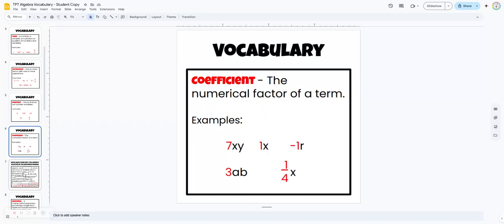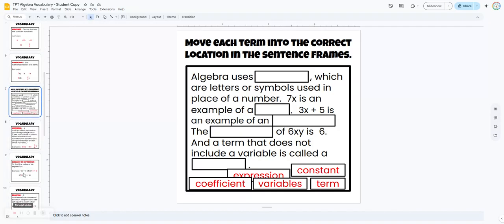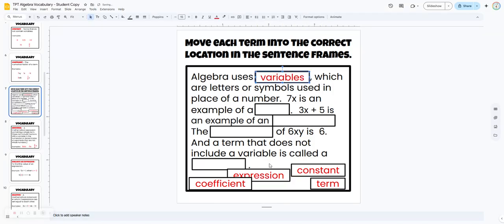Those are coefficients. Now, after you've gone through all of those terms, students are going to go to slide 7, and they can refer back to the previous slides if they need to. And they're going to just drag and drop each of these terms in the correct place in the sentence frames. So algebra uses, and you just click and hold on the edge here, and then you can move this up into place. And they're going to do that with all of the terms.